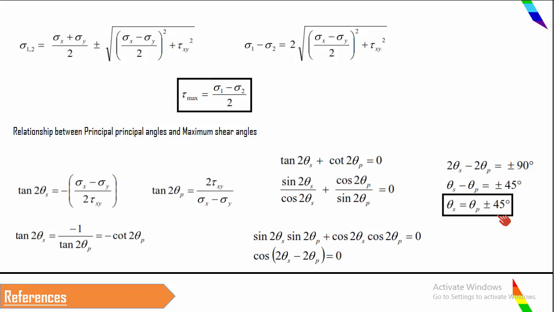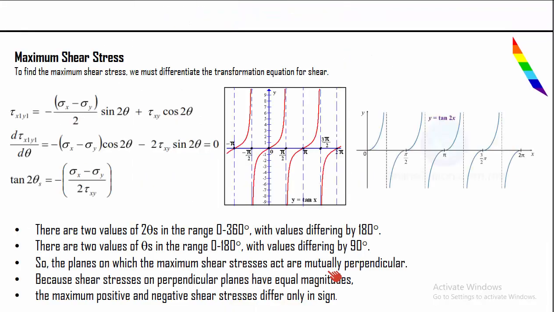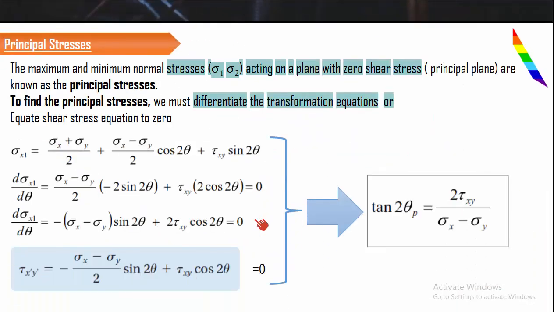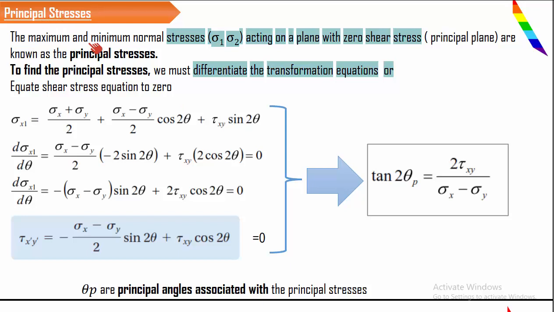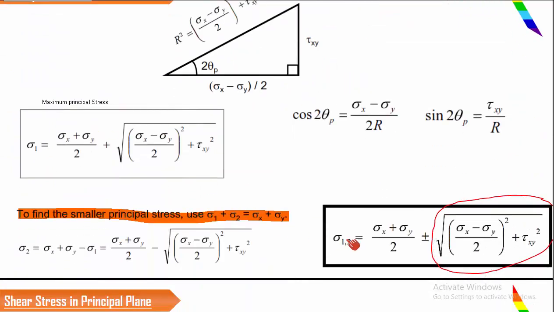Okay, I will go through all the details I have given once again, just as a revision. We have already learned the equations to find the normal stresses and the shear stress acting on any plane. In order to find the principal stresses, we differentiate the transformation equation with respect to theta and equate it to 0. By using that, we define tan 2 theta p. From the triangle, we find the value of cos 2 theta and sin 2 theta, and we substitute it in this equation. And upon solving, we get the equation for the principal stresses.